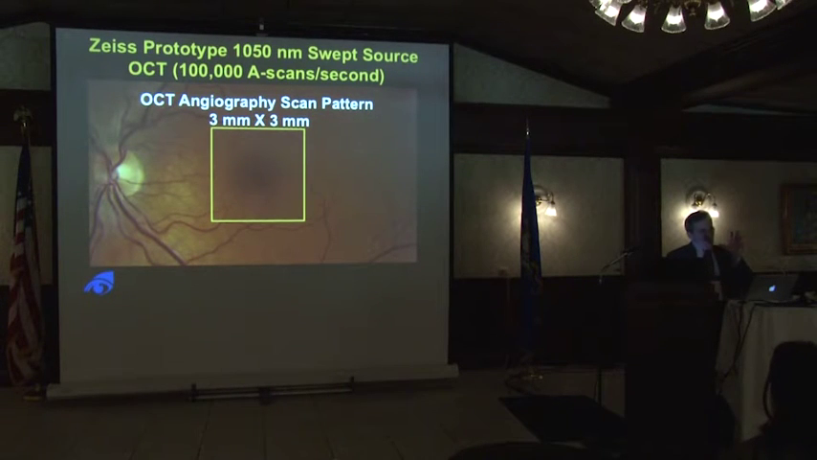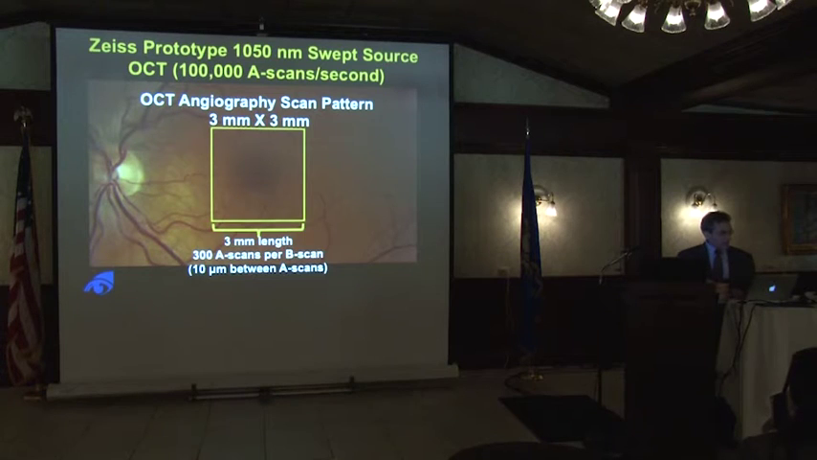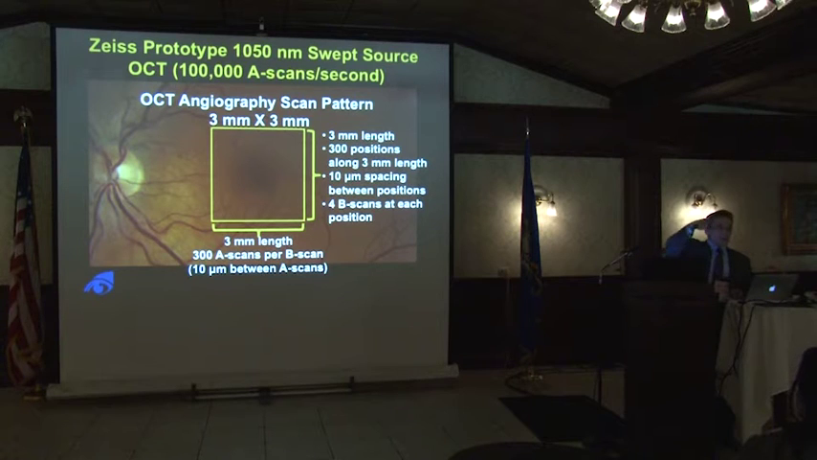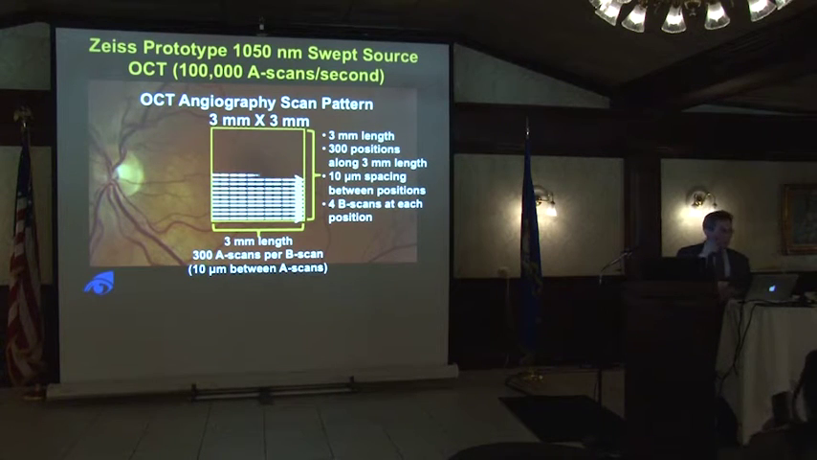So what I want to do is just quickly explain the basic premise of OCT angiography, because it uses OCT scanning techniques, but in a slightly different manner. So here we're imaging a 3x3 area of the central macula. And in this case, there's 300 A scans at each B scan along the 3 millimeter distance. So each A scan is separated by 10 microns. And then there are 300 B scan positions in the Y dimension, all right? And the key to this technique is each of the B scans is repeated 4 times in the exact same location. And this is performed over and over and over for each of the B scan positions.